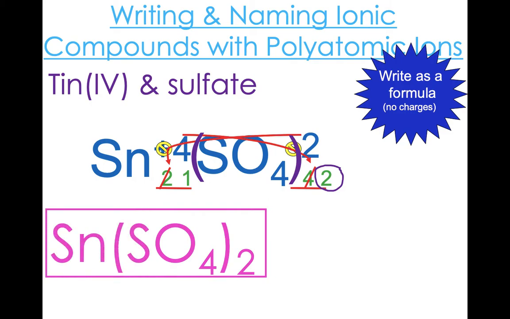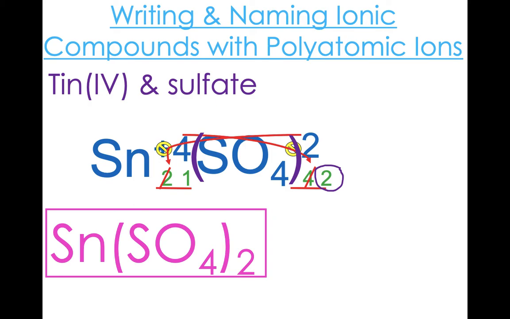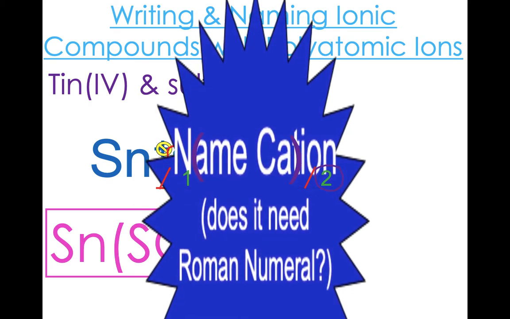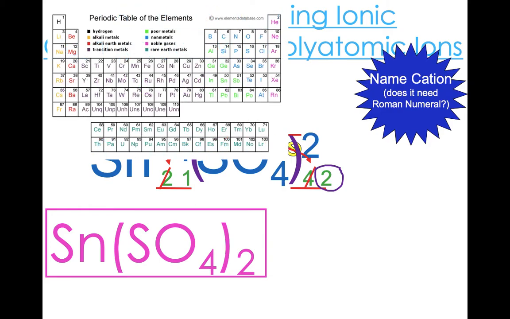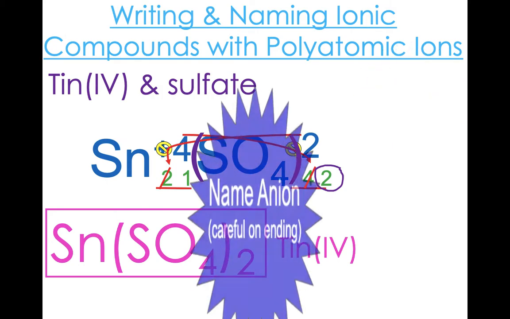Now we need to name it. Starting with our cation, which is the metal, asking yourself, does it need the Roman numeral? For now, I'm going to keep putting up my little periodic table to show you where tin is located and whether or not tin needs a Roman numeral. It is in our area where we do need a Roman numeral. So yes, tin does need a Roman numeral, and the Roman numeral will be the original charge on the tin, which was a 4. Our sulfate never gets a Roman numeral, and the anion never does. So we're just going to name the anion.